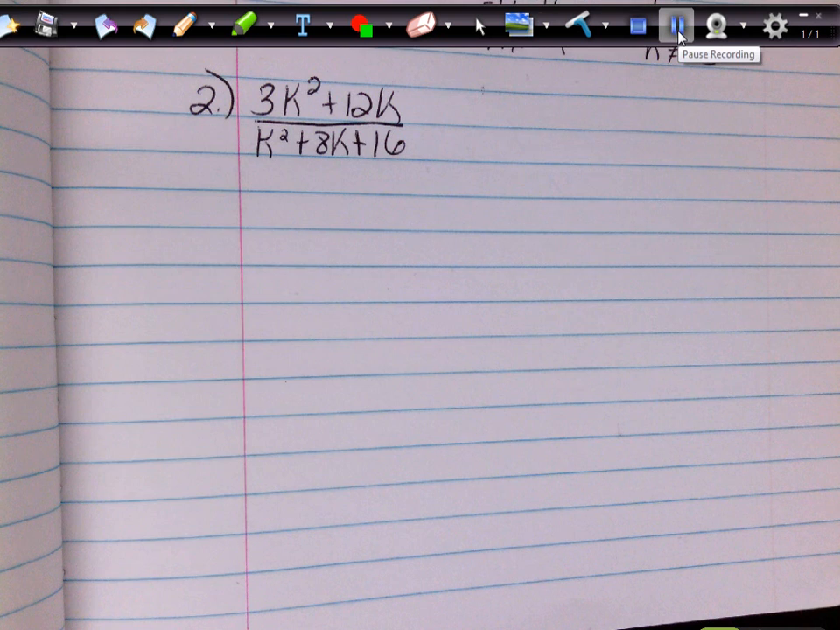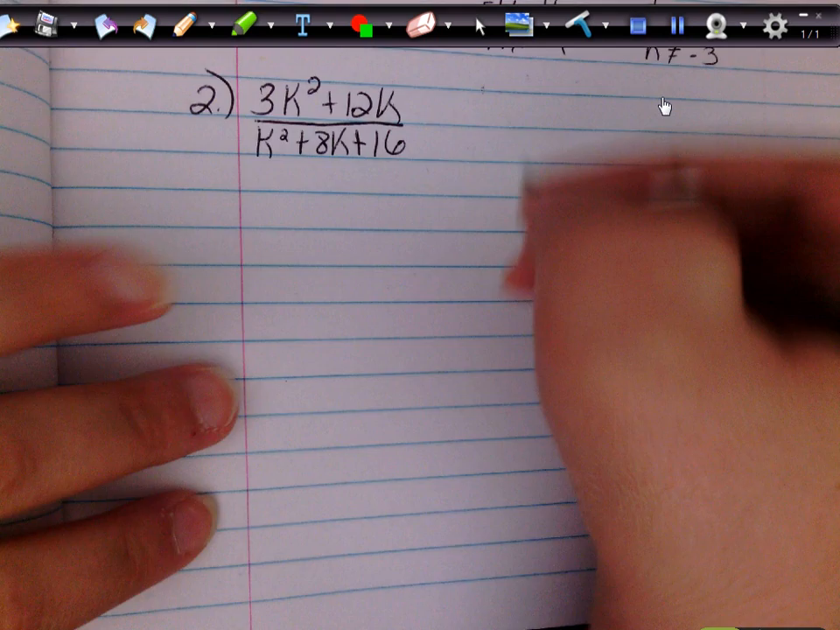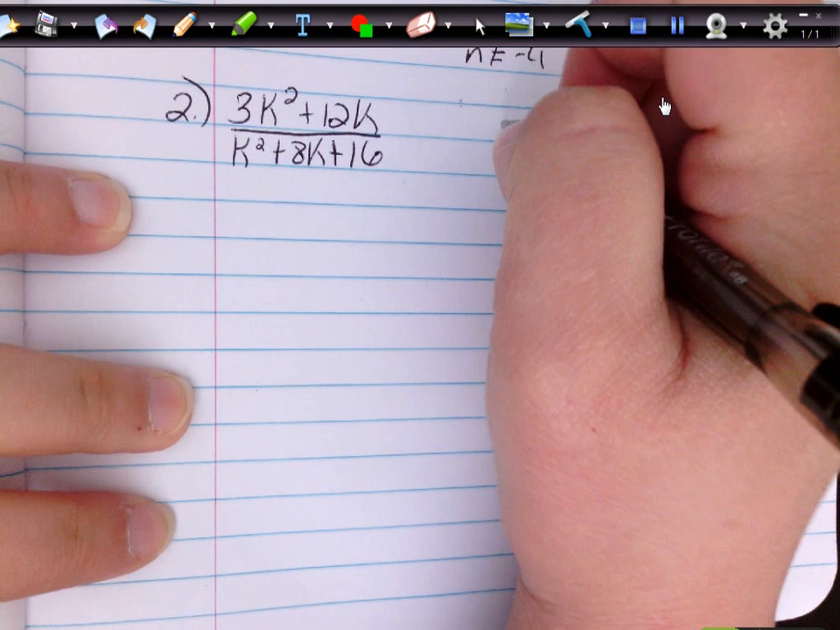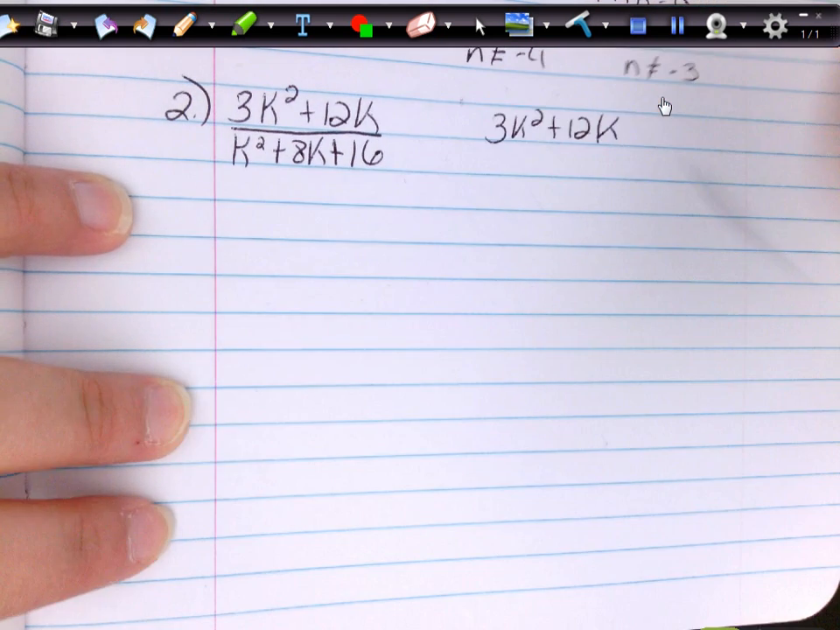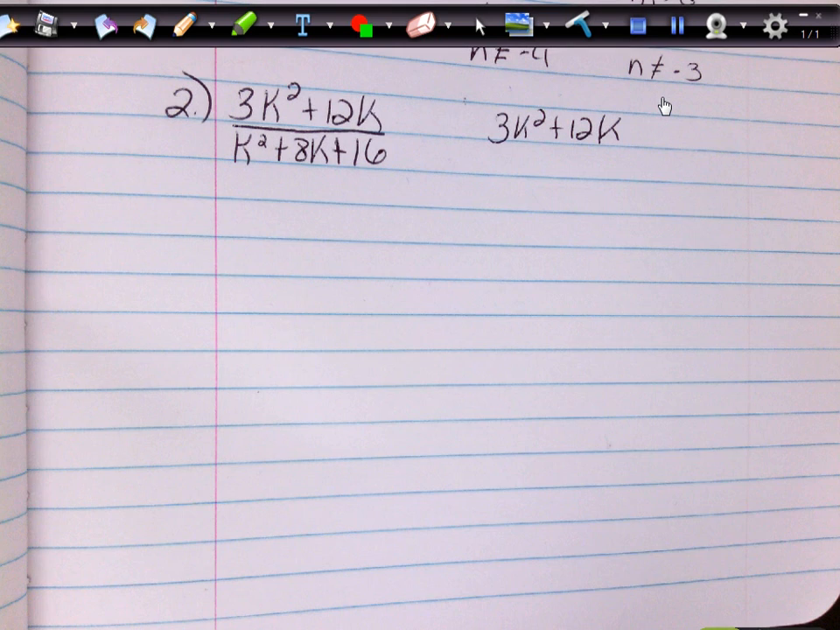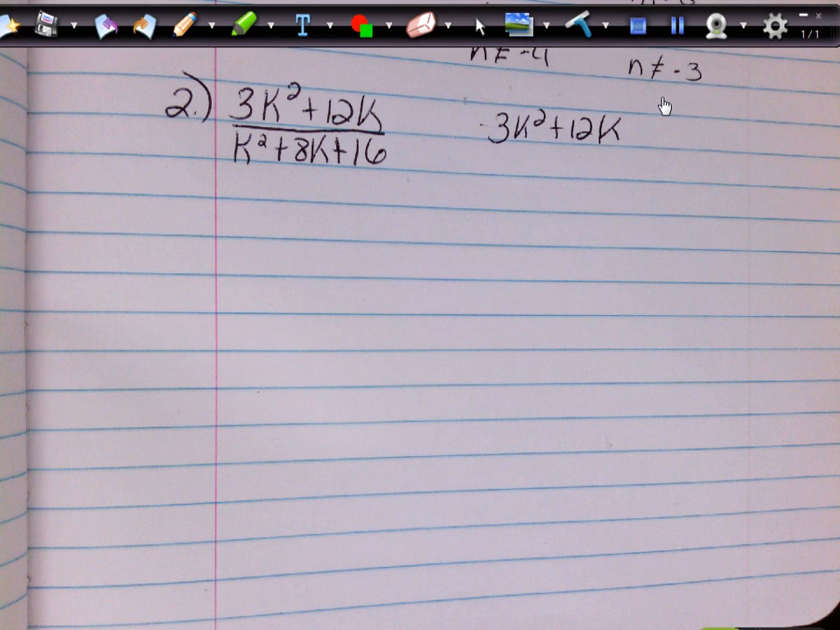All right, go ahead and write down number 2. We have 3k squared plus 12k as our numerator, and we have k squared plus 8k plus 16 as our denominator. So again, I've got to factor the top and factor the bottom. If I look at the numerator first, we have 3k squared plus 12k. It's a binomial, and we talked about the only way to factor binomials are GCF and perfect squares. Well, 3 and 12 are not perfect squares. However, I do have a GCF here.